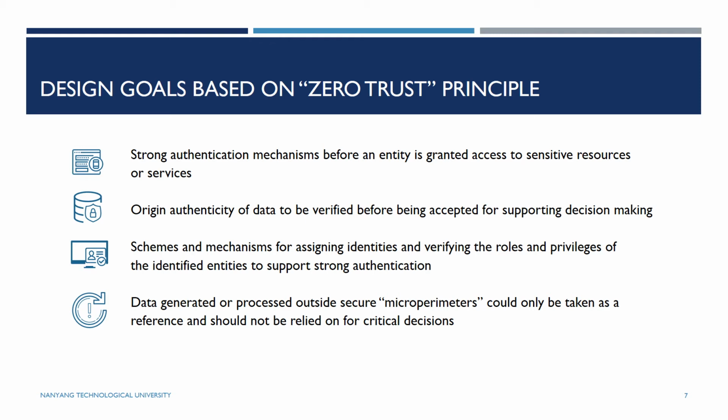The design goals based on these zero trust principles include that we expect to have strong authentication mechanisms before an entity is granted access to sensitive resources or services. Now the question is, how can this be achieved? The other is that the origin authenticity of data should be verified before being accepted for supporting decision making. Again, given the security characteristics of IoT systems, how this can be achieved will be another challenge. Thirdly, schemes and mechanisms for assigning identities and verifying the roles and privileges of the identified entities to support strong authentication is another design goal. So data generated or processed outside secure perimeters, microperimeters, could only be taken as a reference and should not be relied on for critical decisions.